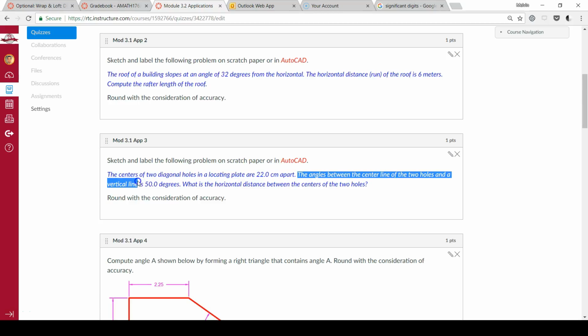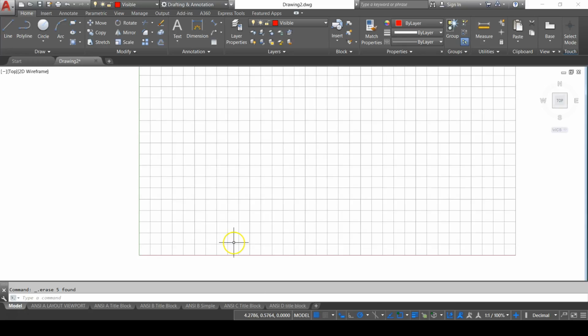Now in our past problems it was a horizontal line. It was an angle from the horizontal, but here it's from a vertical line. It's 50 degrees. And notice I have 3 significant digits here because of the trailing 0 with the decimal number. 1, 2, 3. What is the horizontal distance between the centers of the two holes? So we're looking for a horizontal distance. Let's draw this thing out so that we can conceptualize it. And again, I'm going to use AutoCAD.